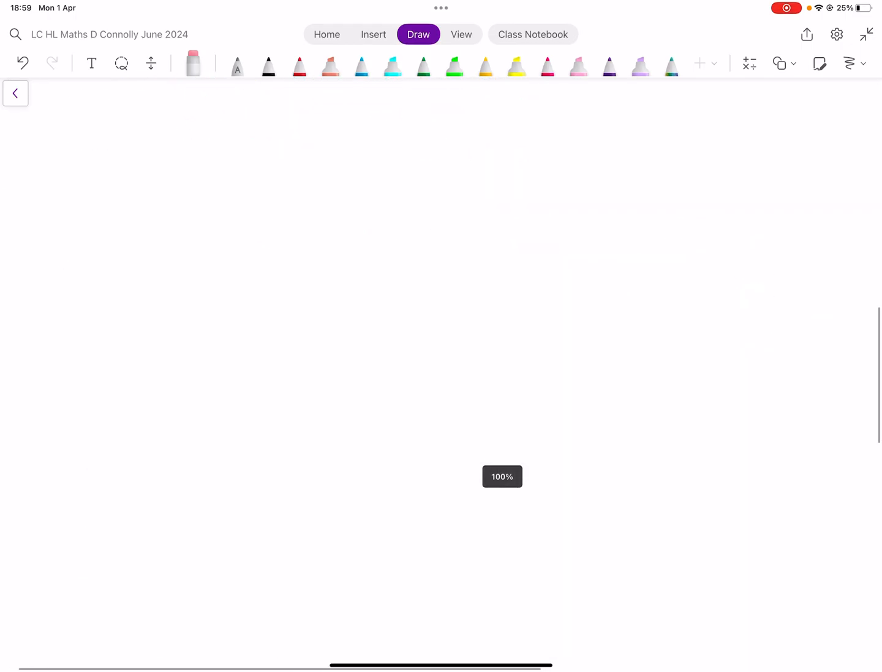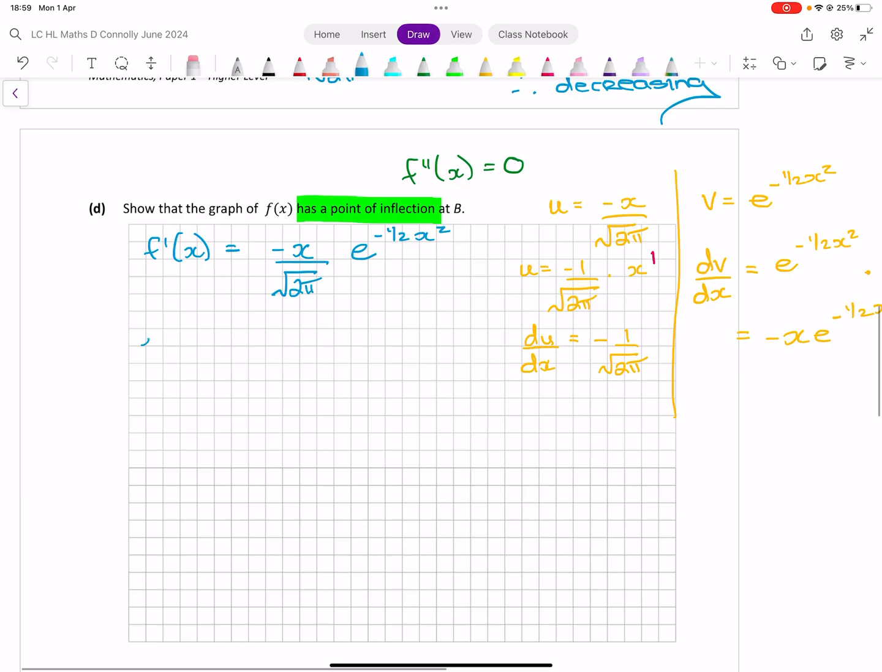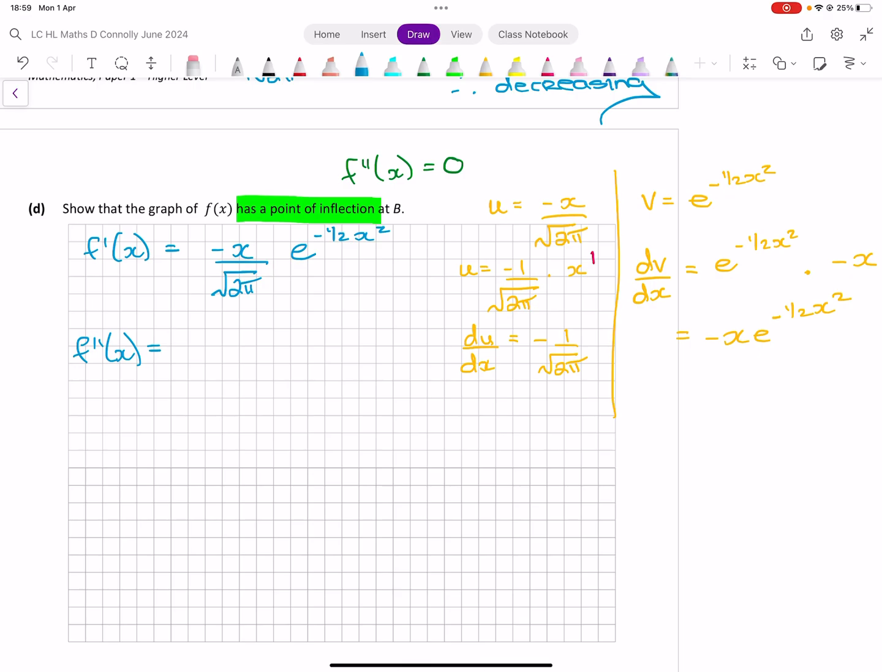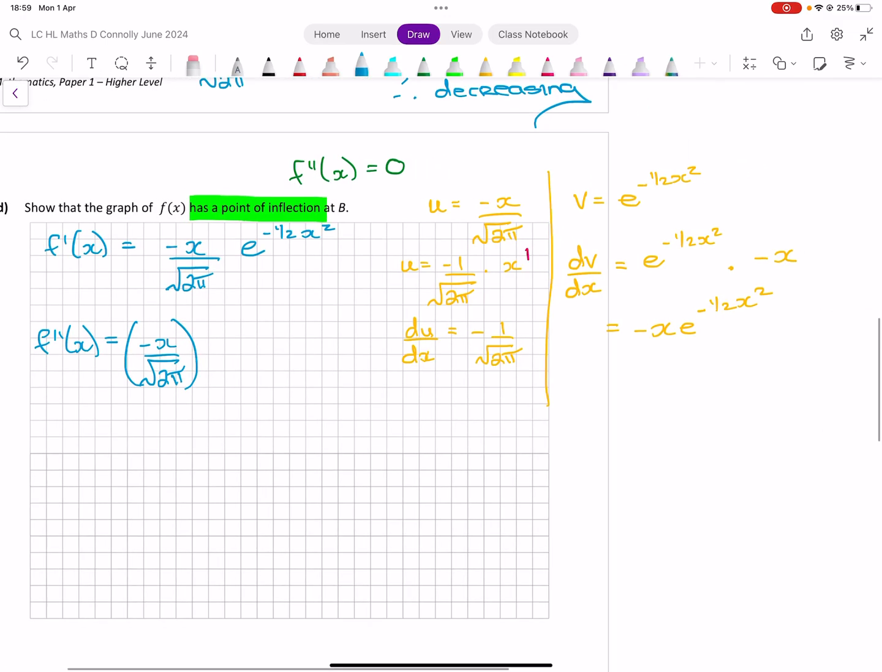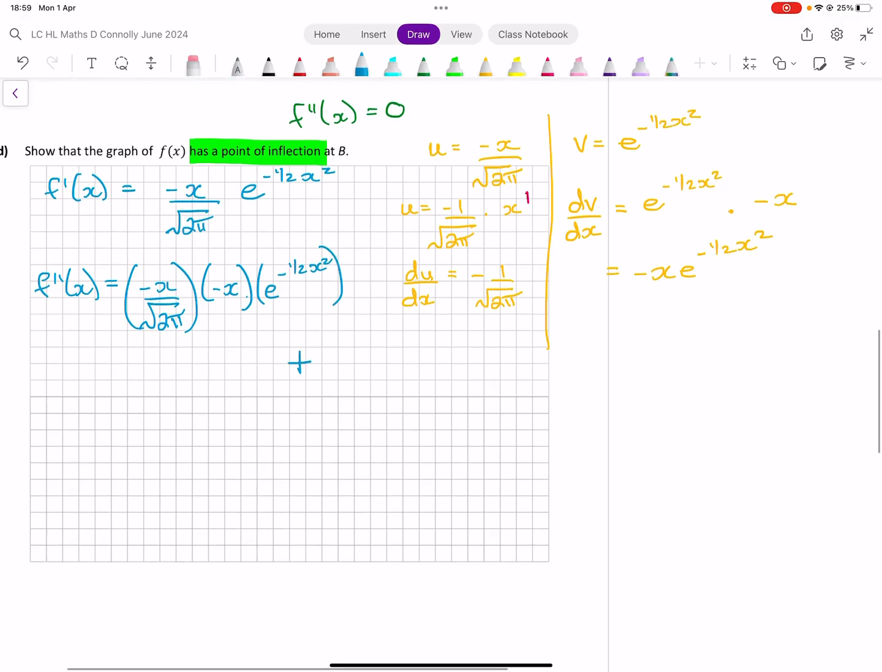Okay, now I can throw this back in over here. So this is the second derivative. It's a product, so u is minus x over the square root of 2 pi. dv dx is minus x e to the minus a half x squared. Plus v, which is e to the minus a half x squared, times du dx, which is minus 1 over the square root of 2 pi.